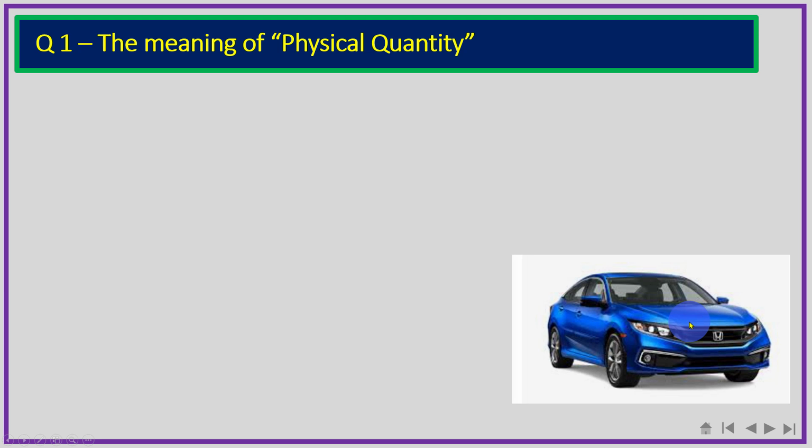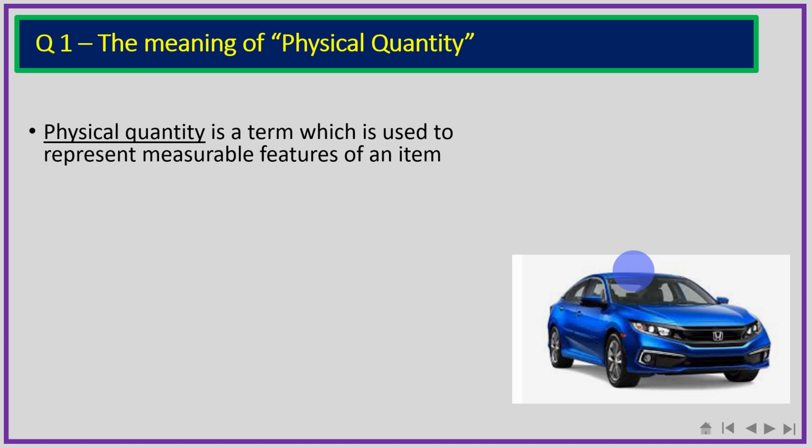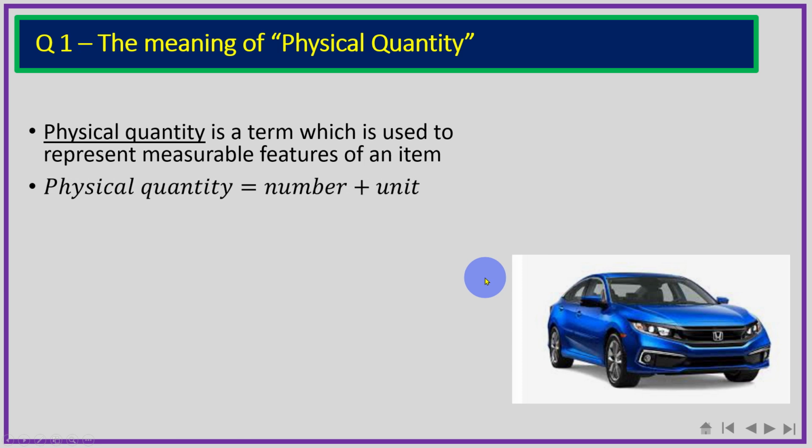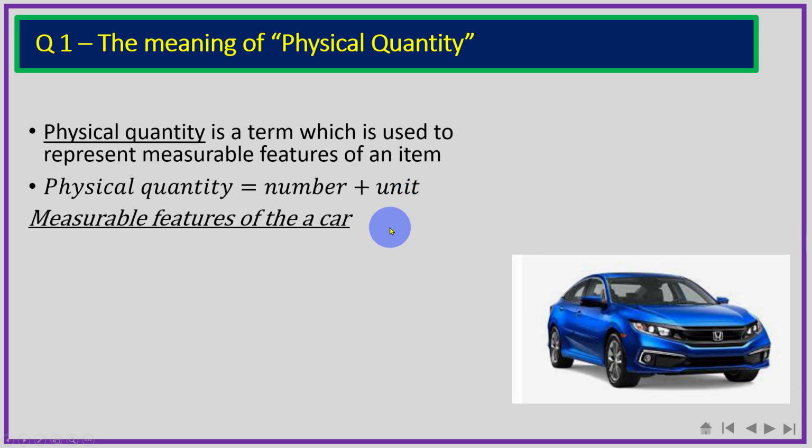Supposing we are given a car like this. What is meant by a physical quantity? The term physical quantity is used to represent measurable features of an item. For example, this particular item, what kind of features can we measure? A physical quantity is actually a number plus a unit. For example, we can say the mass of the car is 1,500 kilograms. Mass is that feature of this item which can be measured.